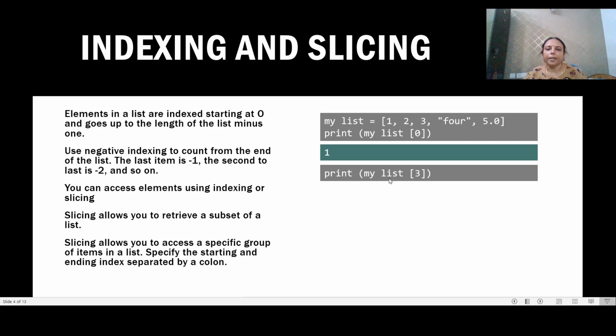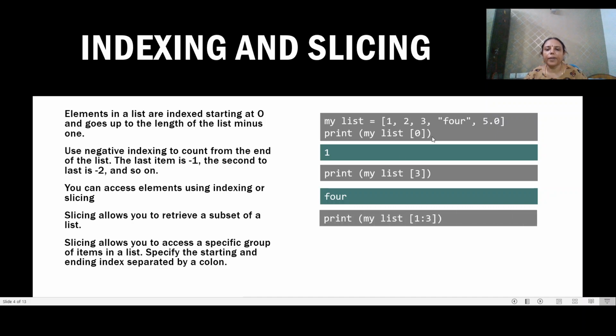Now see this statement, print my list of 3. My list of 3 is referring to this list, and its indexes are 0, 1, 2, 3. So it will be referring to this element, and this element will be printed. That is 4.